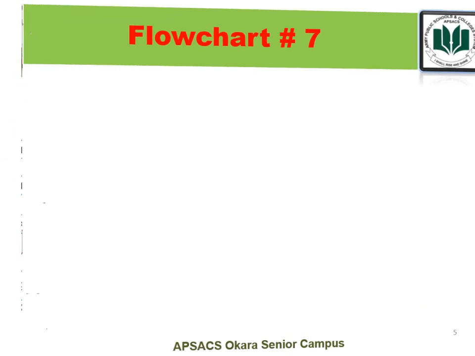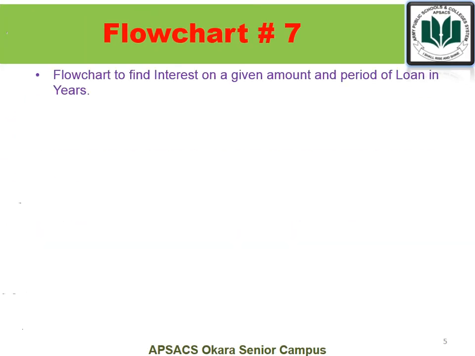So now come to flowchart number 7. Flowchart to find interest on a given amount and period of loan in years. We have already completed the algorithm for this problem. Now we are going to solve the flowchart for this problem.